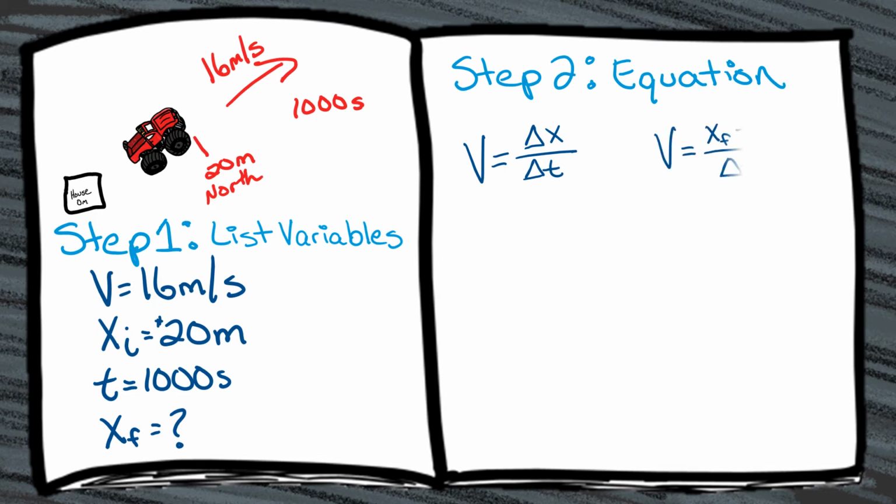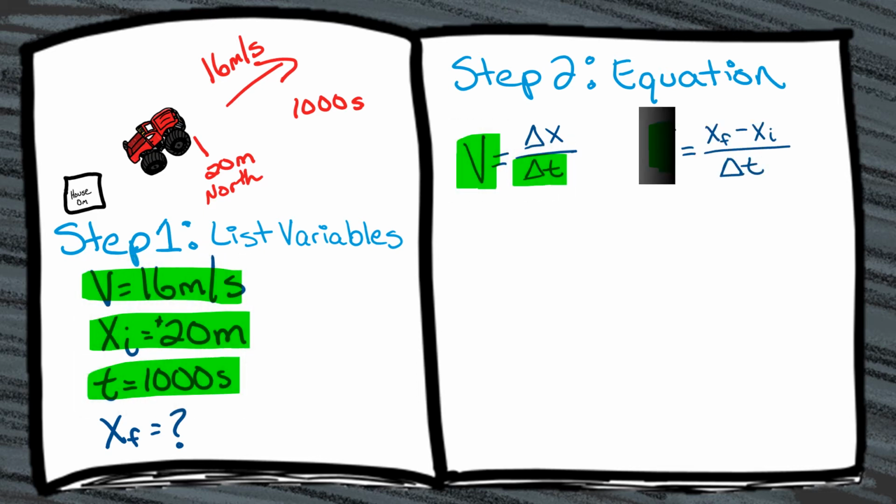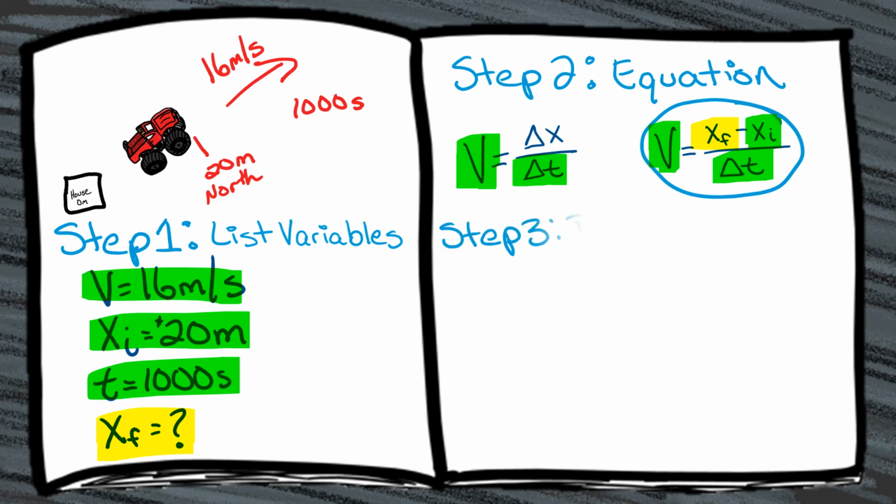That's right. Our second step is to color code our variables so that we can select our equation. This is going to lead us to this equation, since we have all of these variables except one, which is the unknown. Now, let's move on to the third step. You got it, Alex. Step 3 is to plug in the numbers and solve for the missing variable.